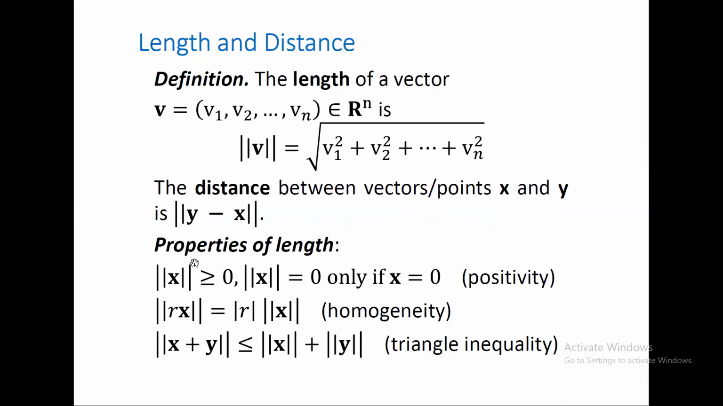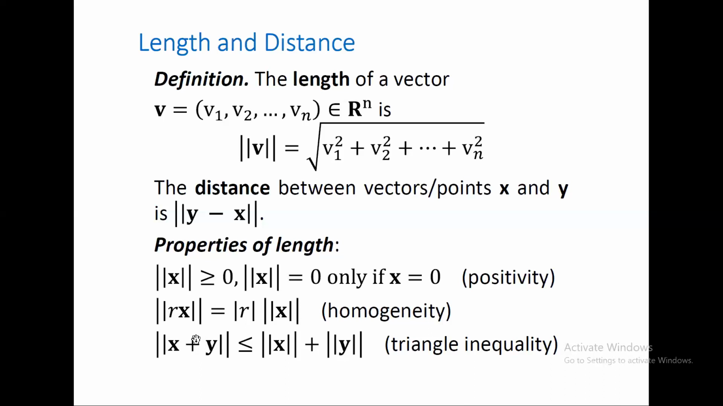The length of any vector is always greater than or equal to 0, and it is equal to 0 only if x equal to 0. Then the length of r x will be equal to the length of x multiplied with the mod of the scalar. The scalar should always be converted into a positive quantity, and hence we get the rest of it. That is known as homogeneity.